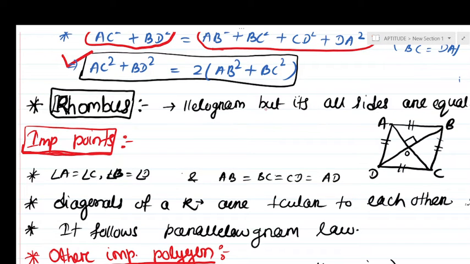And then the rhombus. As you know, the rhombus is a special case of the parallelogram where all the sides are equal and the opposite angles are the same. This one. The two diagonals AC and BD make an angle of 90 degrees at the center O, so they are perpendicular. It also follows the parallelogram law.